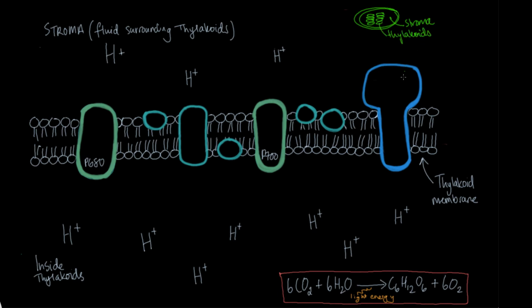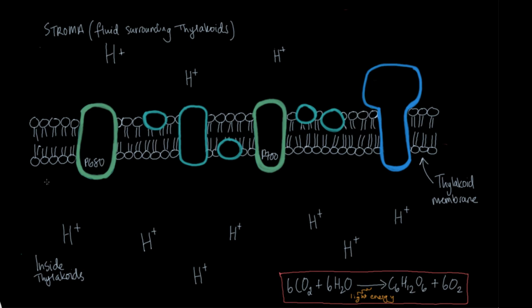So the light-dependent reaction that requires light is going to happen in the membrane of the thylakoid here. We need some electrons and we need some protons. Where are we going to get those from? Well, let's look down here at the equation. One of the reactants is water.